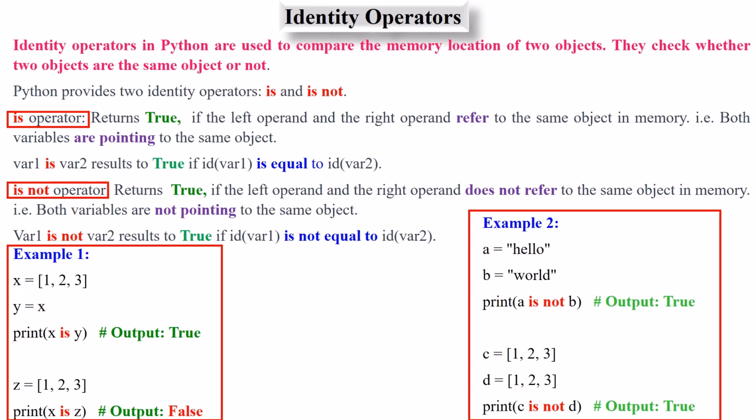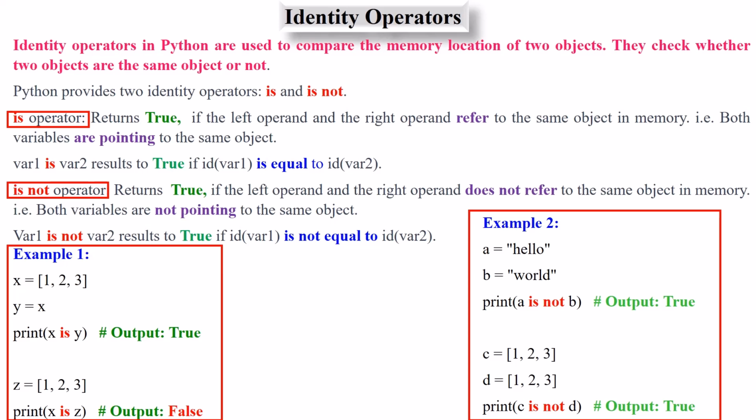The second one, the is not operator, returns true if the left operand and the right operand do not refer to the same object in memory. That is, both variables are not pointing to the same object. var1 is not var2 results in true if id of var1 is not equal to id of var2.